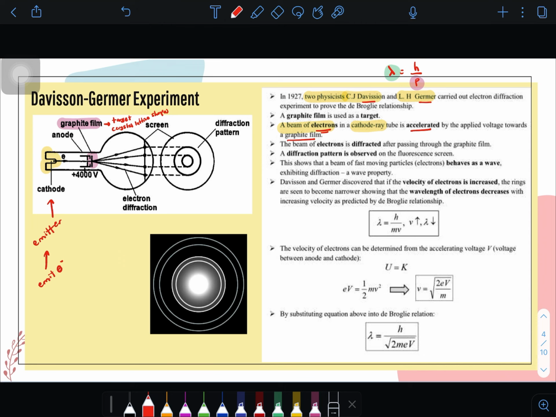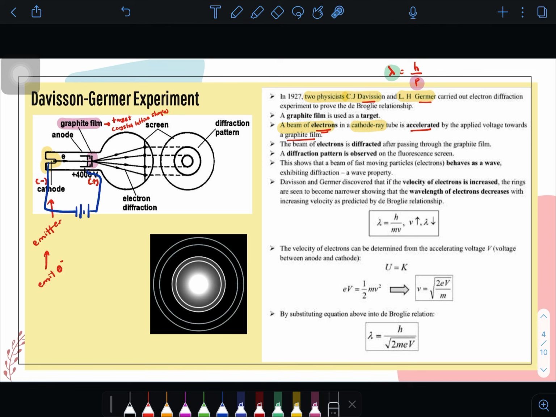So cathode biasanya charge negatif. So here charge-nya negatif dan anode charge-nya positif. So kita punya setup ini kita sambungkan kepada power supply positif dan negatif. Okay, right. So cathode as a negative, dia fire electron.